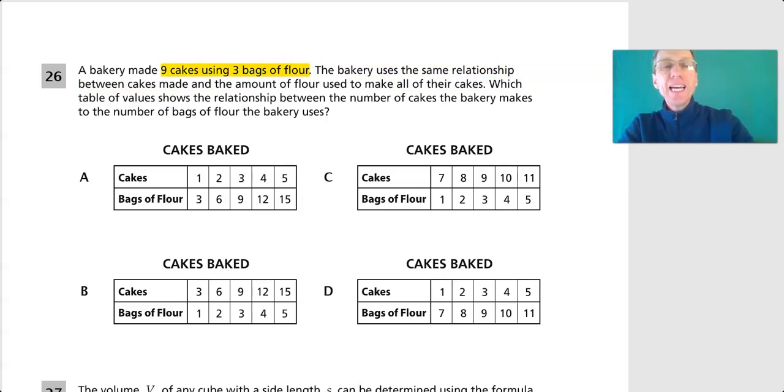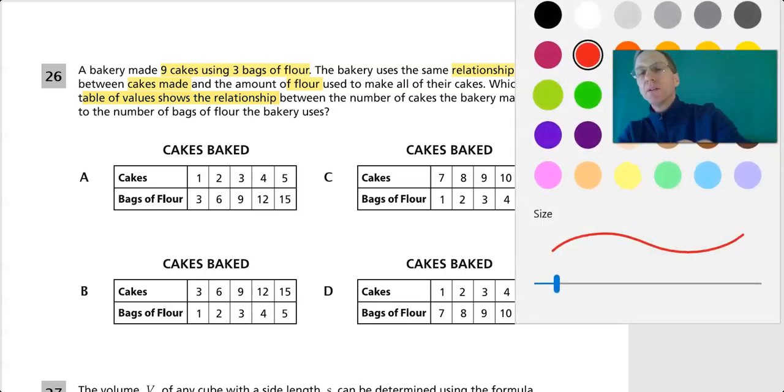So a bakery made 9 cakes using 3 bags of flour. The bakery uses the same relationship, so that's giving us an idea that this is probably going to be a ratio problem, because a ratio is about a relationship between two things. Same relationship between cakes made and flour. Which table of values shows the relationship between the number of cakes the bakery makes to the number of bags of flour? So basically we're looking for which table shows this relationship. Okay, let's take a look at that, see if we can figure that out.